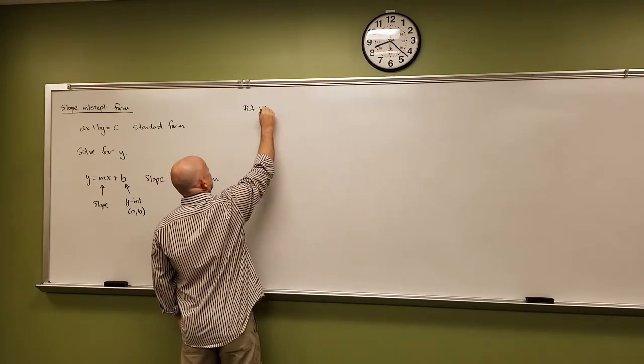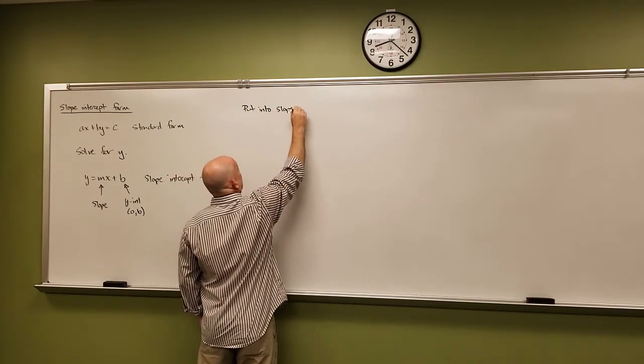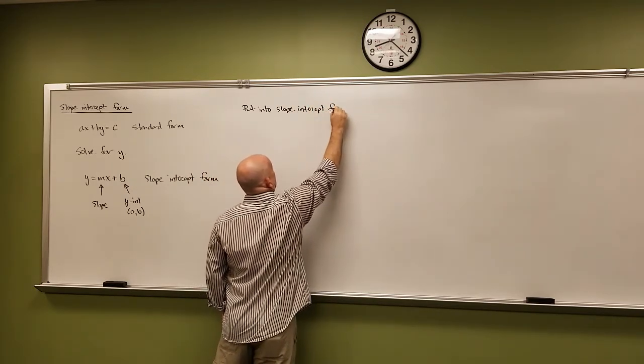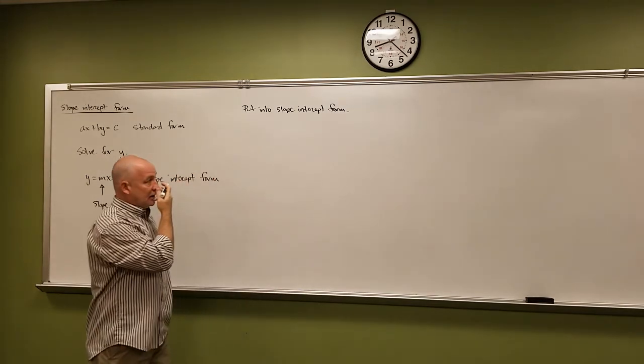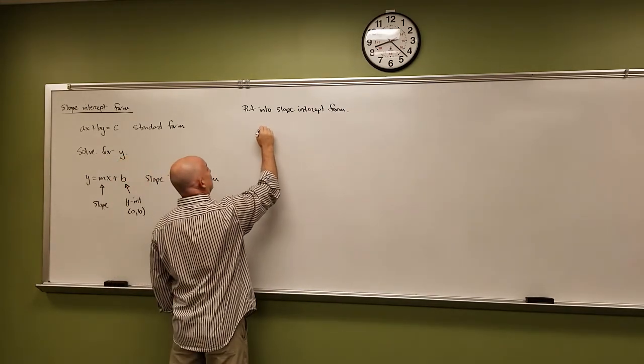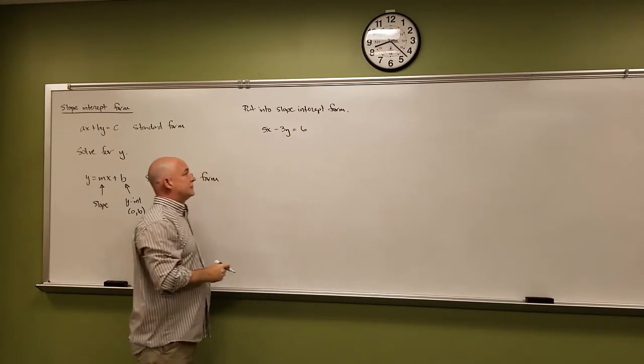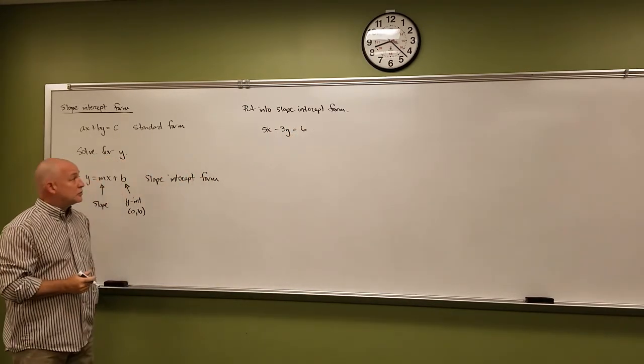Put into slope-intercept form. All right, so let's take a line. Let's say we have something like 5x minus 3y is equal to 6. Now let's put this into slope-intercept form.